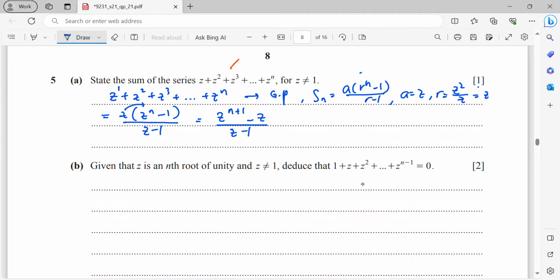So for the B, given that z is the nth root of unity, unity means 1, and z is not equal to 1, deduce that this sum equals to 0. So now z to the n is 1. That's the meaning of nth root of unity. Then from here I know that from A, z plus z squared plus z cubed until z to the n is this result.